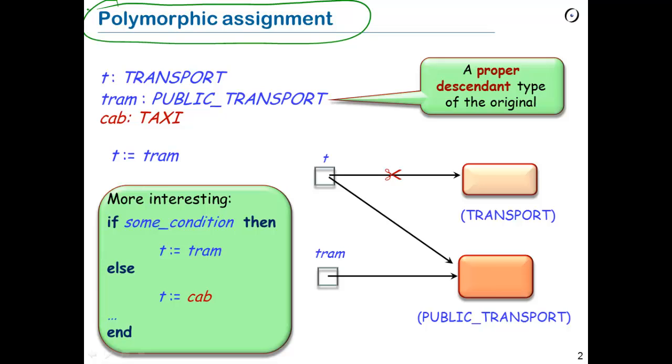And as you can already guess, this mechanism of having assignments that are no longer monomorphic, that is to say with an identical type for source and target, but polymorphic, this new possibility is going to open quite a few interesting horizons to us. It's going to give us much more flexibility than we had so far.